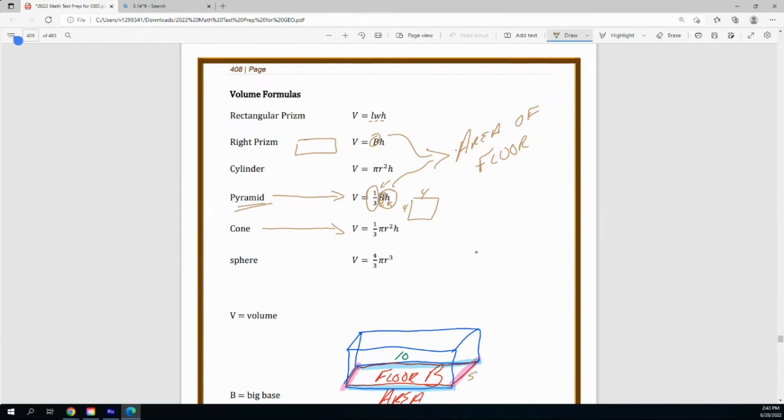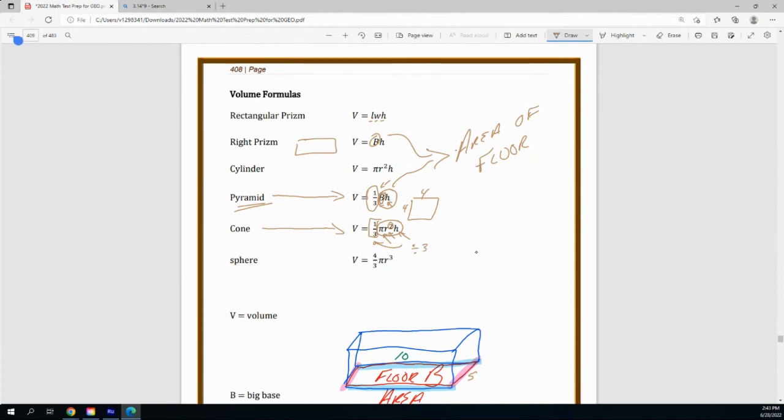Now, notice what you're doing to a cone. You're actually doing the exact same thing, which means you're going to take pi, so 3.14. You're going to find the radius, and you're going to square it. So radius, then square that, then multiply in height. So you're going to multiply all of these terms together. You're going to get an answer, and in the end, you take that answer and you divide it by 3.